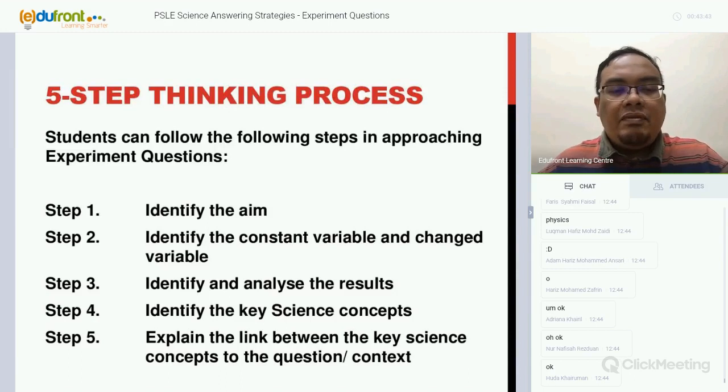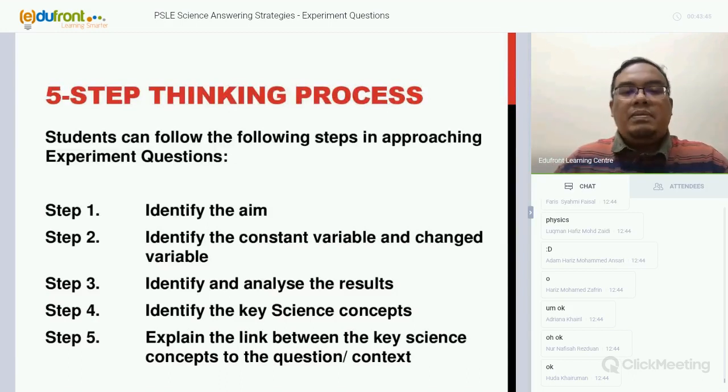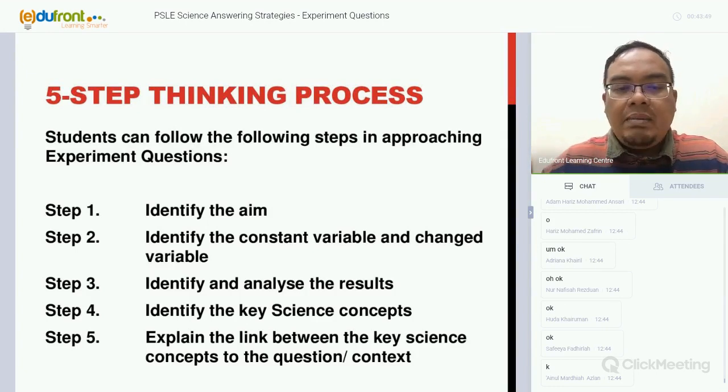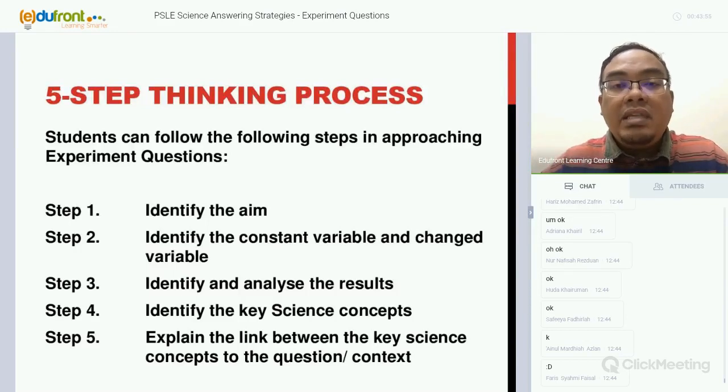Okay, now step number 4, identify the science concept. After you identify step number 3, which is analyze the result, step number 4, you need to identify the key science concept. What is the concept they are trying to test you in the particular question? Remember in last week's application question, one of the steps to analyze an application question is to identify the science concepts.